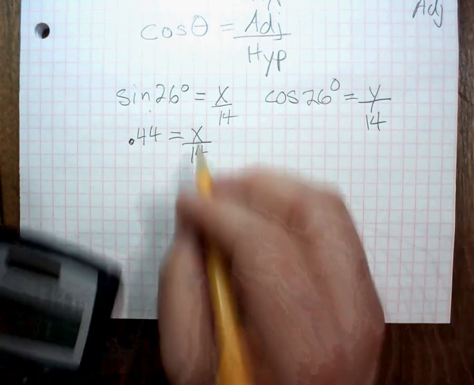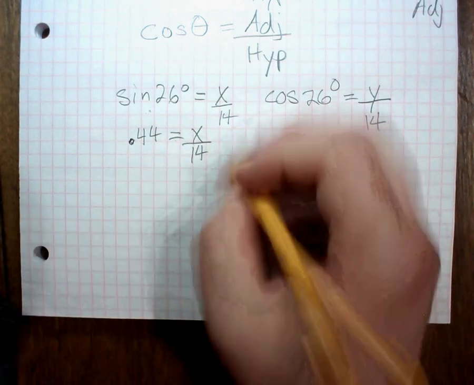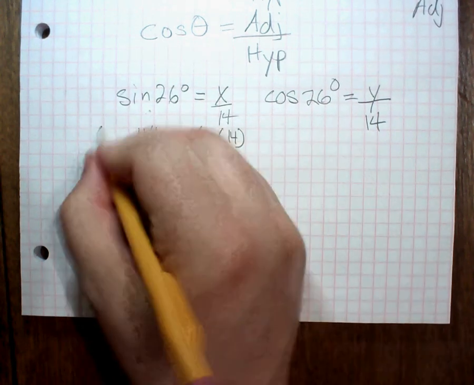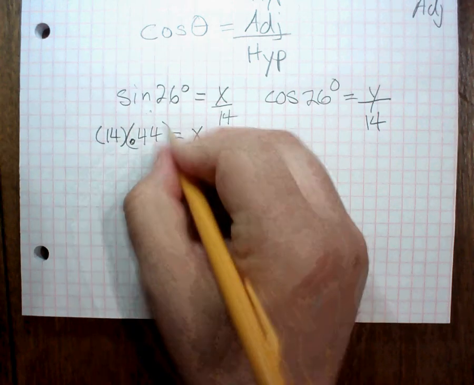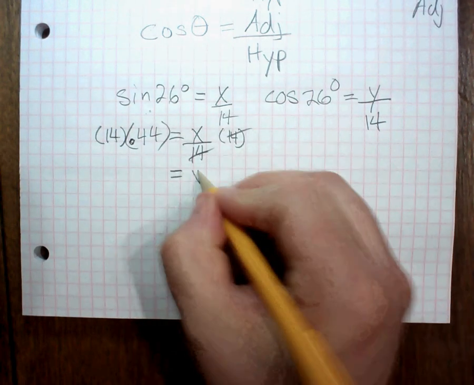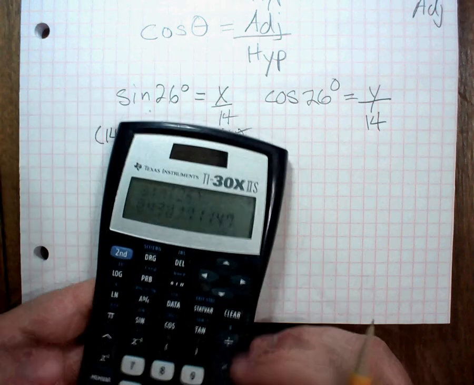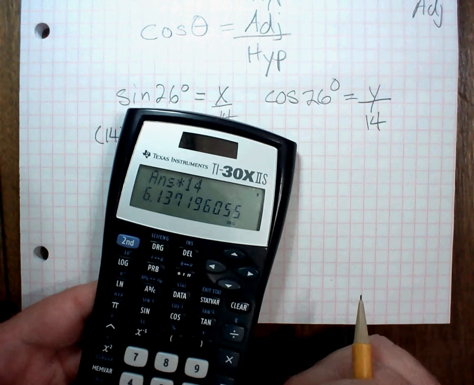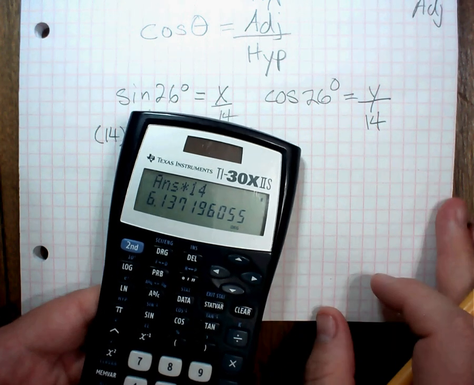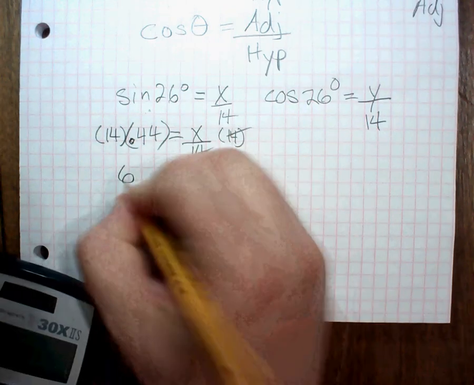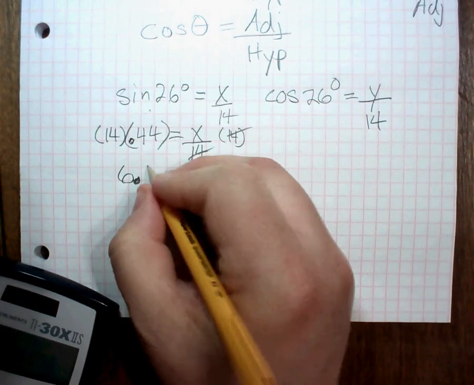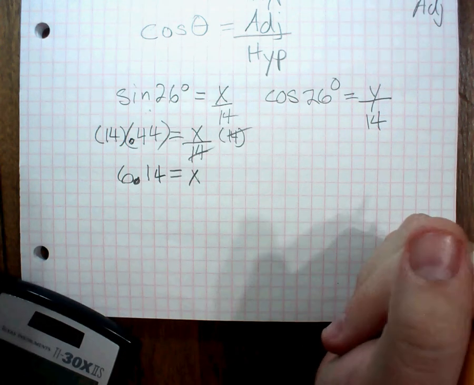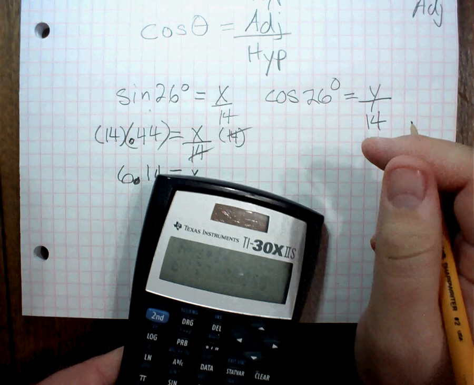And then to solve for x on this one, if I'm dividing x by 14, then I just do the opposite. I multiply by 14, and whatever I do on one side, I got to do on the other. These 14s cancel out, and I get x equals 14 times this number, which gives me 6.14, roughly.